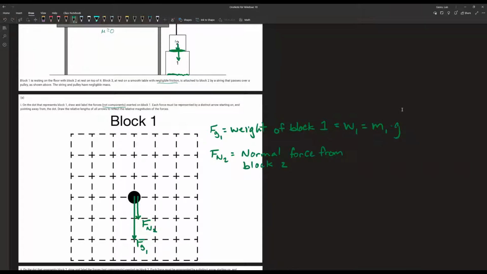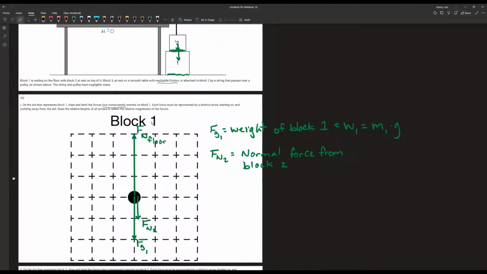Now, if we look at the scenario, block 1 is not going anywhere. It's not going to change its velocity from 0 to some other number. So the forces here should be balanced. So the normal force from the floor, and here I'll go ahead and draw it with the shape tool. Here, that force should balance out those 2 downward forces. And so this would be the force, the normal force from the floor.